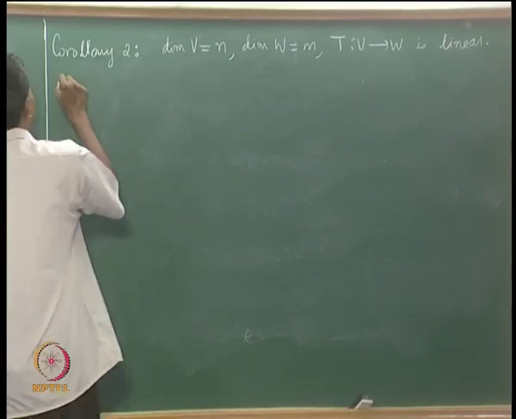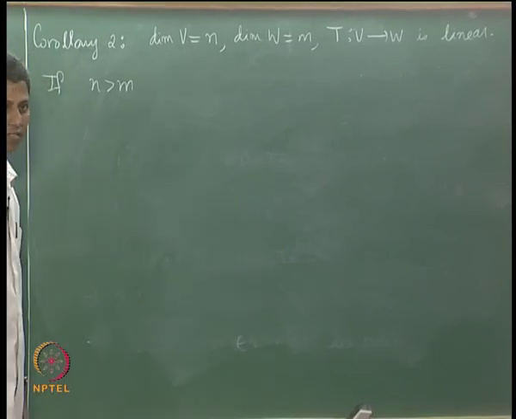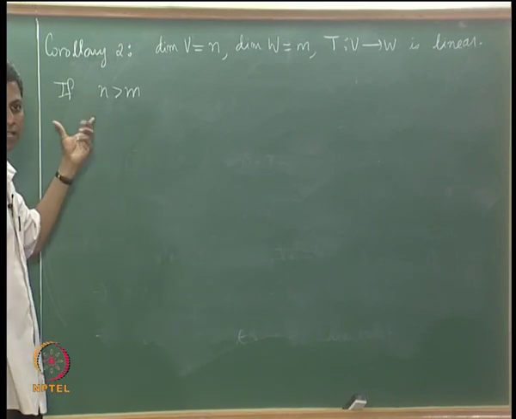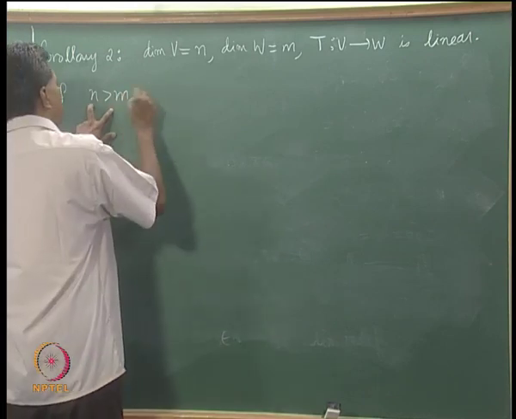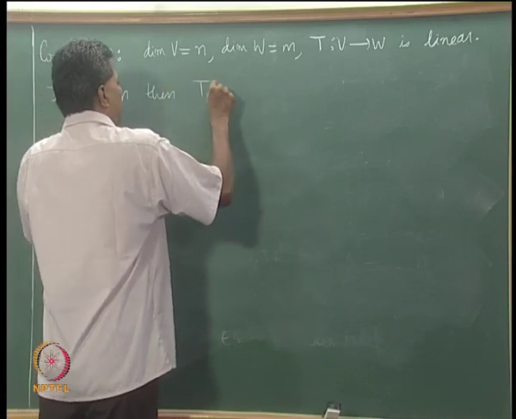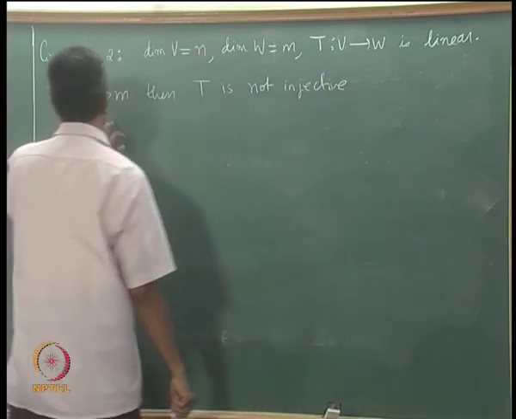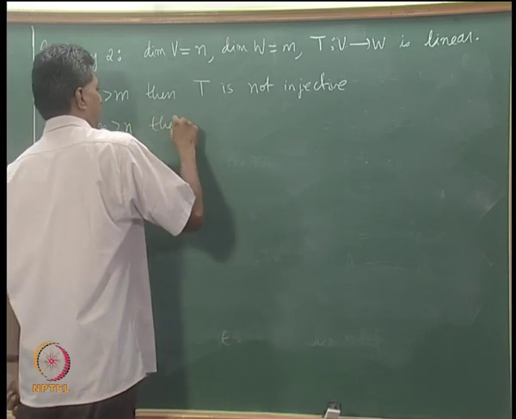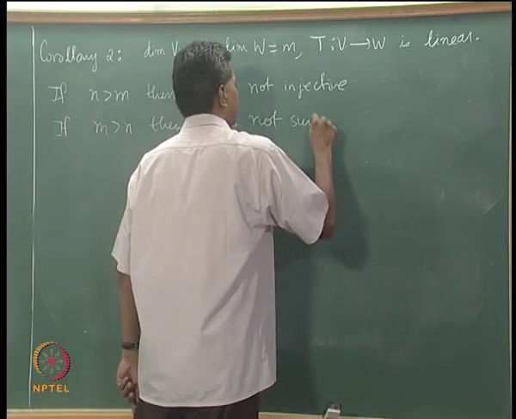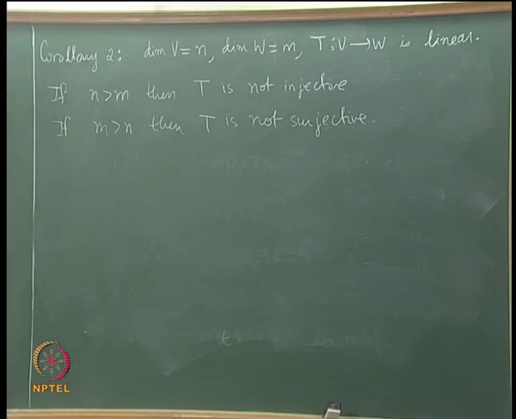Then we have the following. The equality case has been discussed earlier. Let us discuss the case when one of them is greater than the other. There are two cases: N greater than M is one case, M greater than N is the other. If N is greater than M, then the conclusion is T is not injective. If N is greater than M, then T cannot be injective. If M is greater than N, then T cannot be surjective. So that will completely exhaust the three cases when V and W are both finite dimensional.